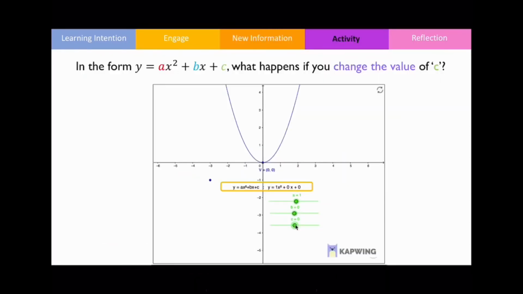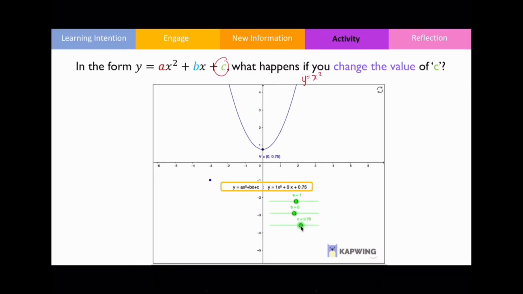Now, I'm going to be looking at a different type of transformation. I'm going to see what the effect is of changing the value of c when it's represented in the standard form. Again, I want you to comment on what happens to this particular parabola, y equals x squared. In this case, I'm now increasing my value of c.